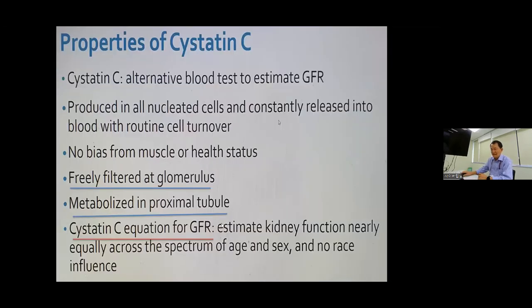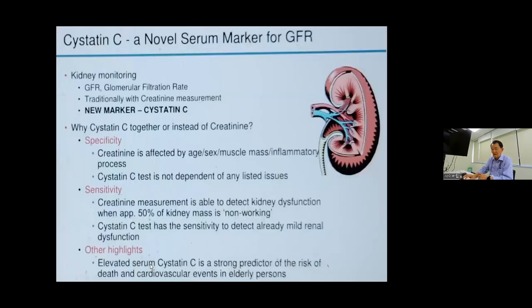But nowadays, we use more and more cystatin C. This is freely filtered and metabolized in the proximal tubule. Apparently, this cystatin C measurement is not influenced by age, sex, or race. So this cystatin C has now become popular because of higher sensitivity and specificity for renal disease, etc.